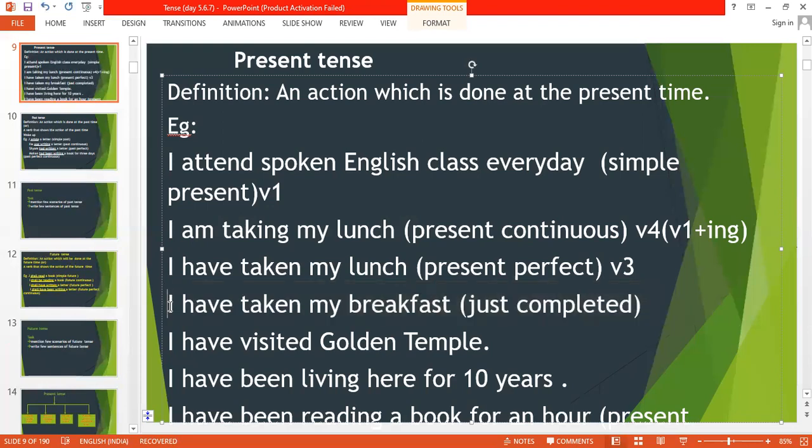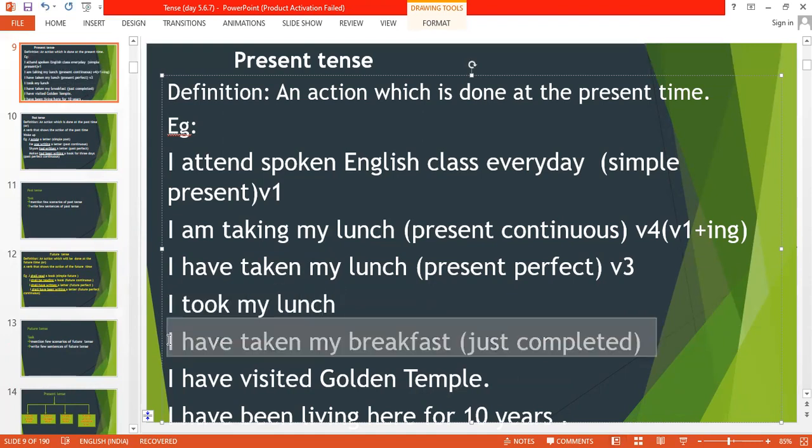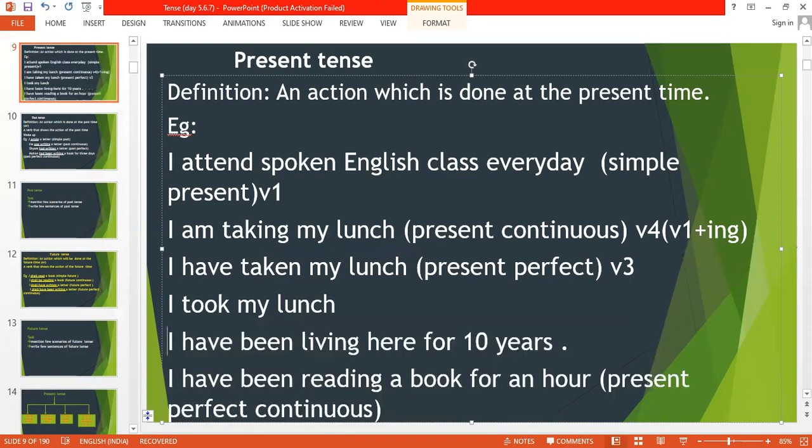But there is a twist here. Instead of saying I took lunch, he said, I have taken my lunch, and he named it present perfect tense. But the twist is, if I can express the same thing, that is, I took my lunch, with the help of simple past, that is using V2, then what is the need of present perfect?